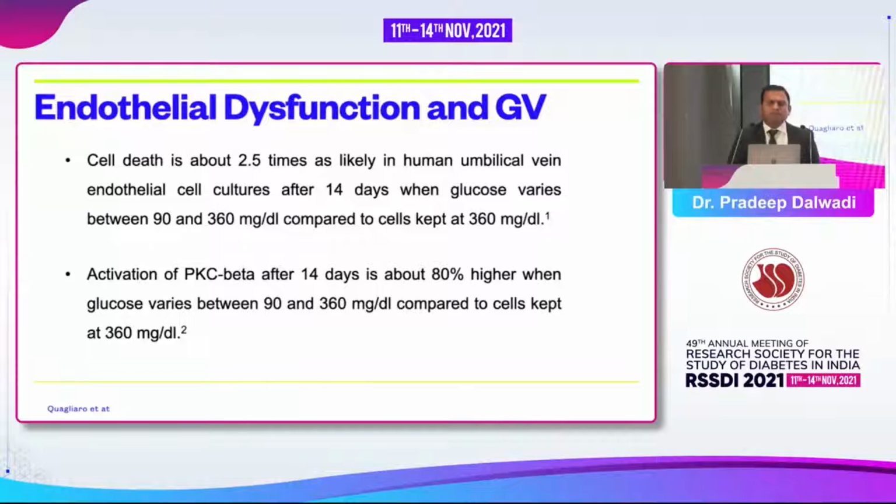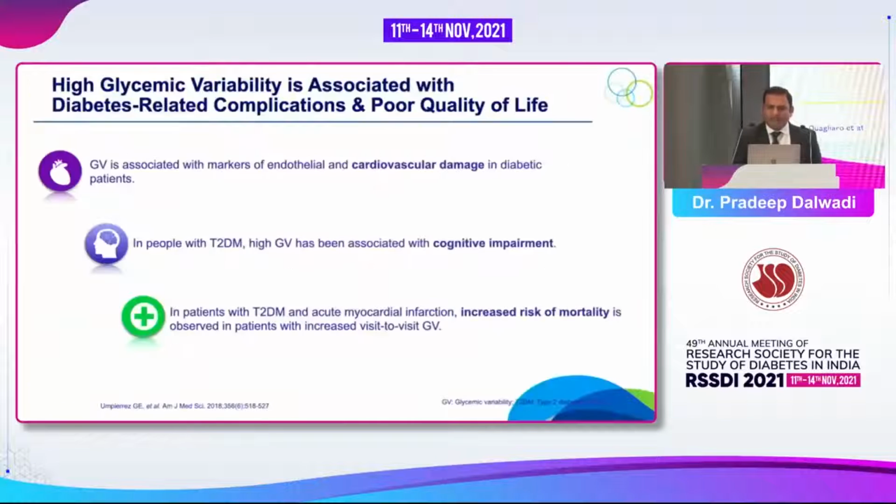That means if a person has higher glycemic variability, his likelihood of developing endothelial dysfunction is quite high. Again, there are a few studies telling us that glycemic variability is associated with markers of endothelial and cardiovascular damage in diabetic patients.